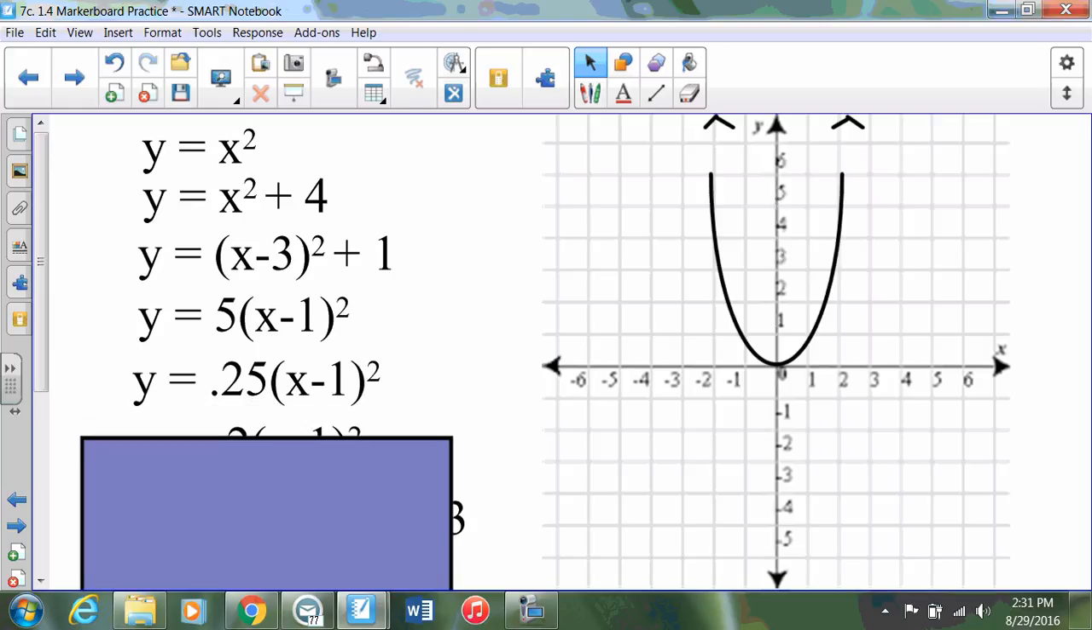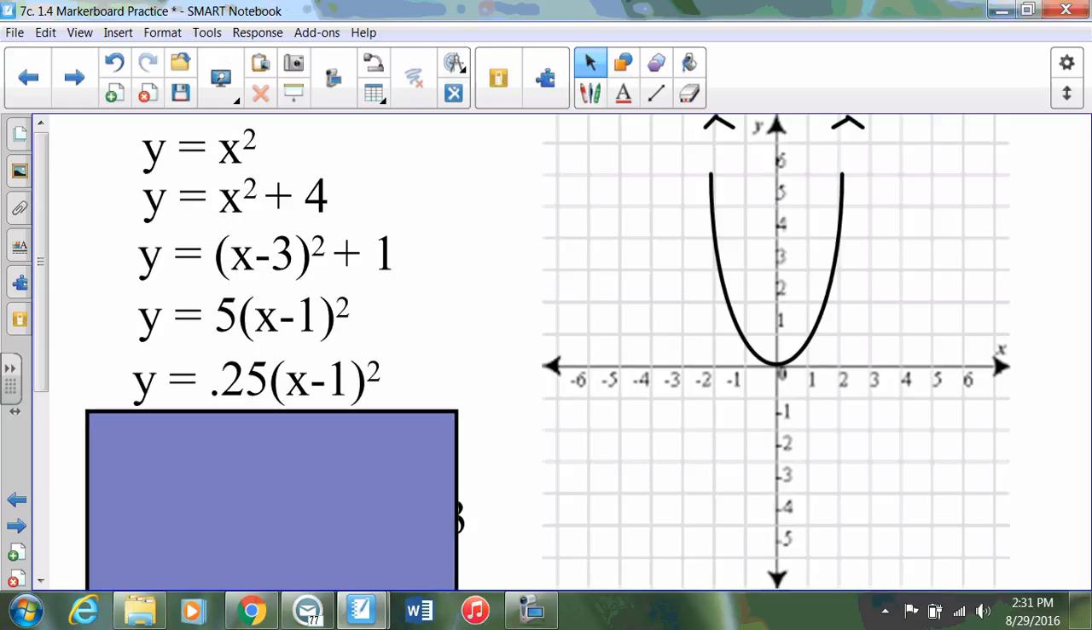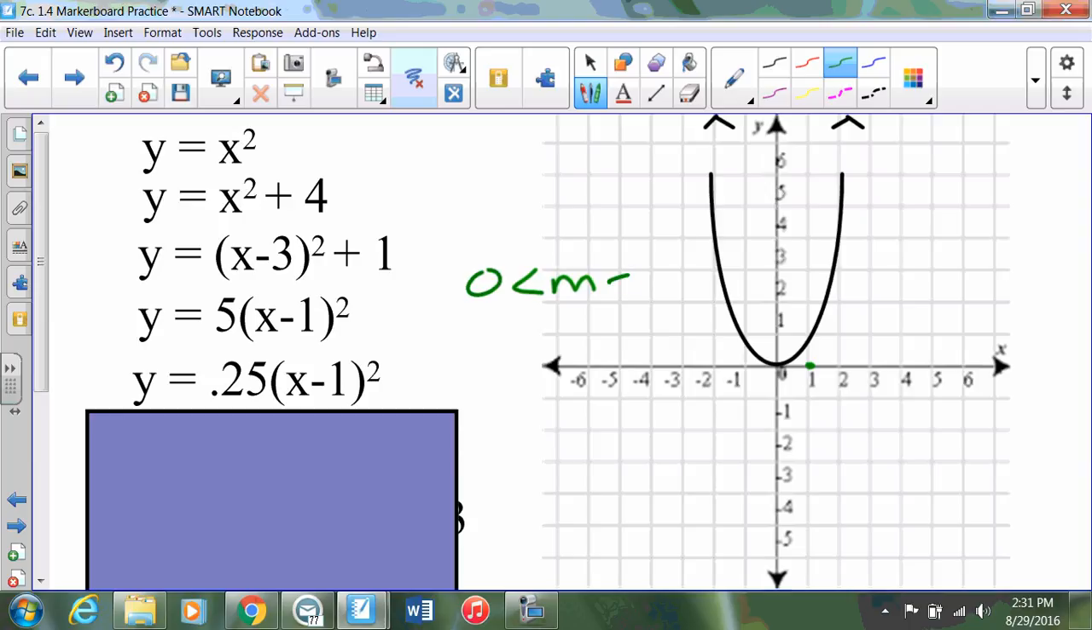Okay, and this next one, we've got the same thing. We moved the vertex over to a +1, to the right one, because we're always doing the opposite when we're by our x. And the 0.25, we've got to remember this. When our slope, our fake slope, falls between 0 and 1, this gives us a very wide, and it's less steep.